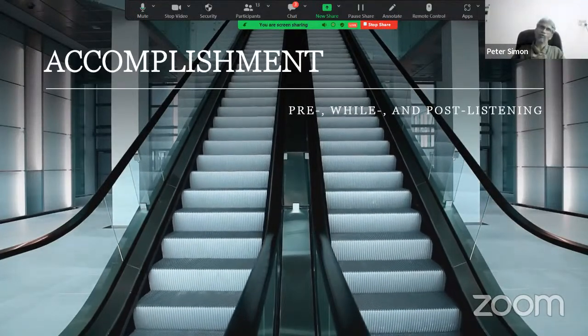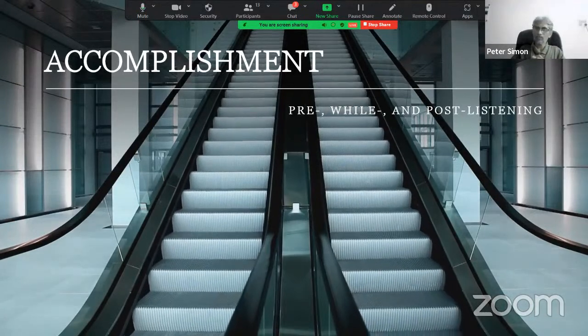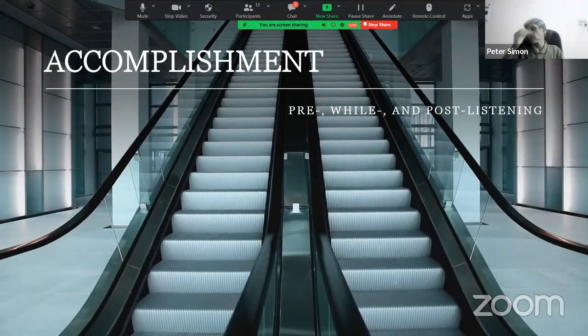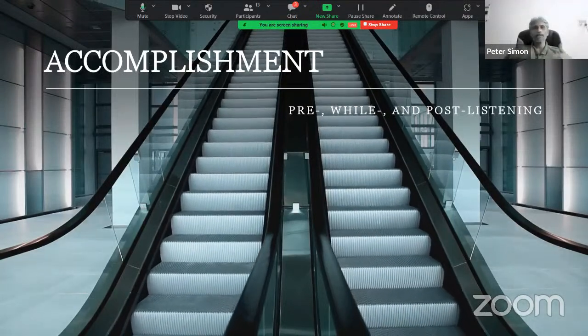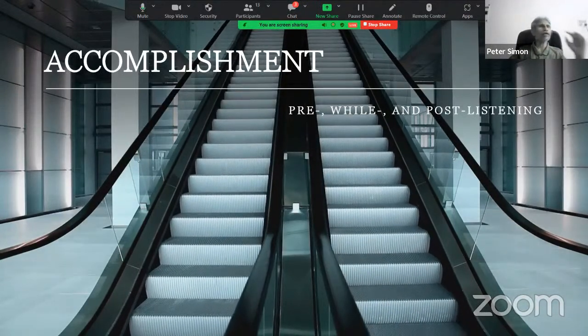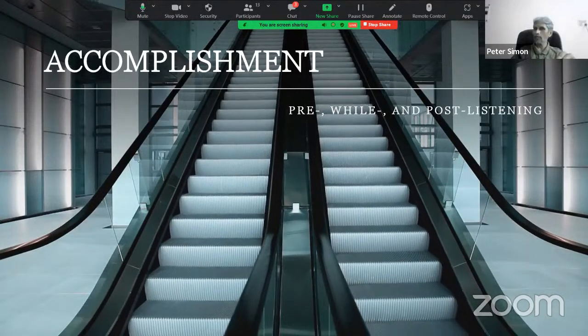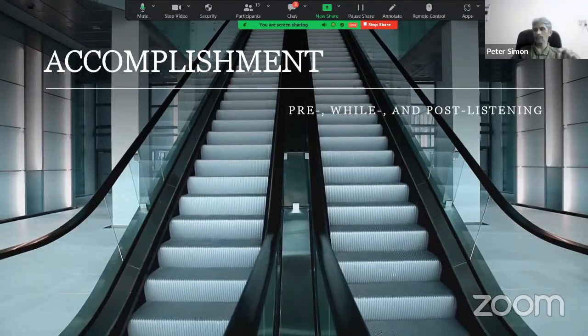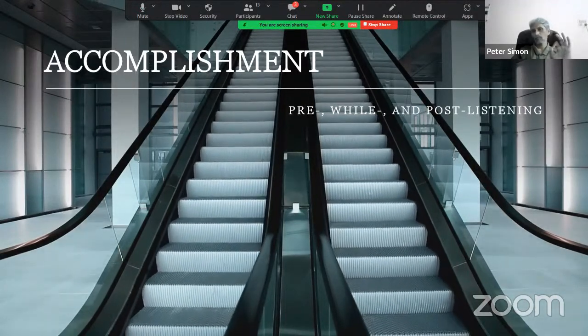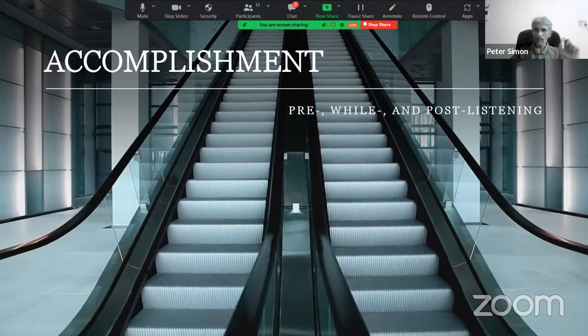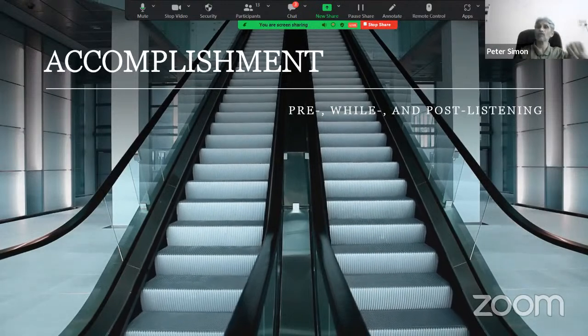Now, first and foremost, there is something called guided reading, guided listening. Now, there is an escalator. This is called an escalator. You go up or you come down. When you step on the first step of the escalator, you must be very careful, otherwise you will tumble down.